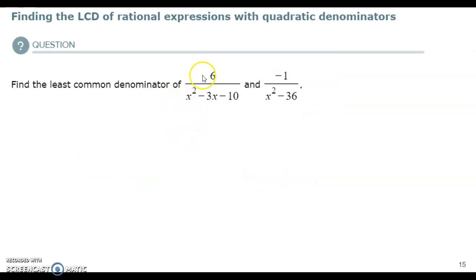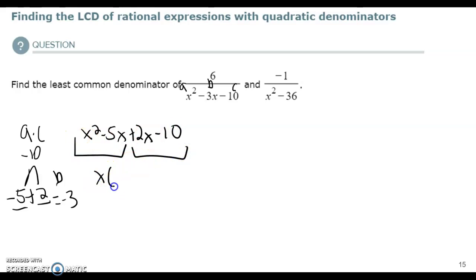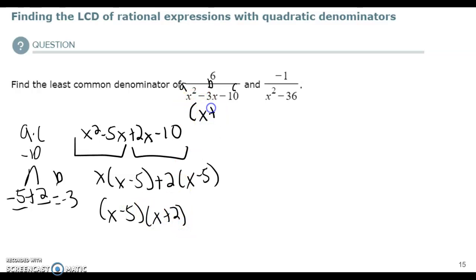Oh, so that's the least common denominator, but sometimes I need to factor to see what my chunks are. So I'm going to help you guys factor, and then you guys are going to name the least common denominator on your own. So this is three terms. I'm going to do my ACB tree. I have a negative 10 that adds to a negative 3. So I'm going to do negative 5 and positive 2. So I'm going to do x squared minus 5x plus 2x. Pull out an x, pull out a positive 2, so that is what that denominator simplifies to.